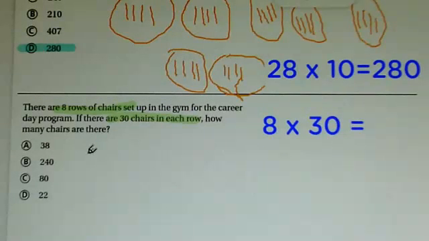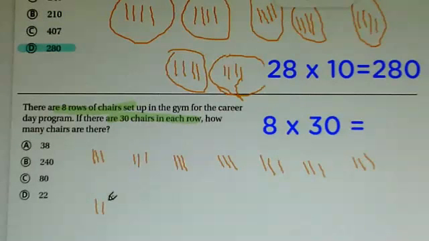8 groups of 30. 1, 2, 3, 10, 20, 30. 10, 20, 30. 10, 20, 30. How many is that? 1, 2, 3, 4, 5, 6. 10, 20, 30. All right, time to count.